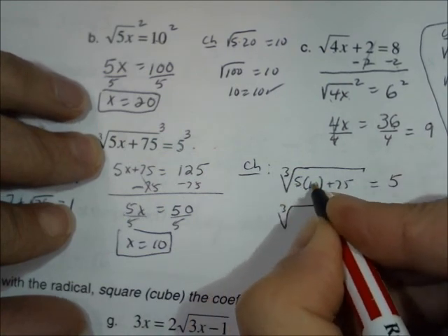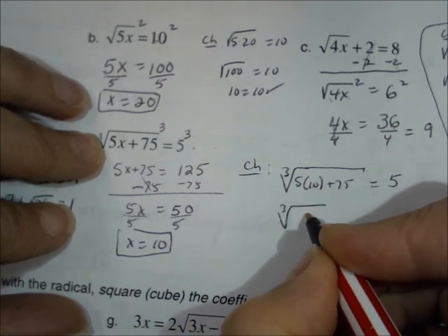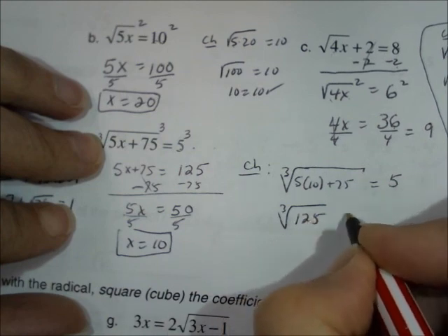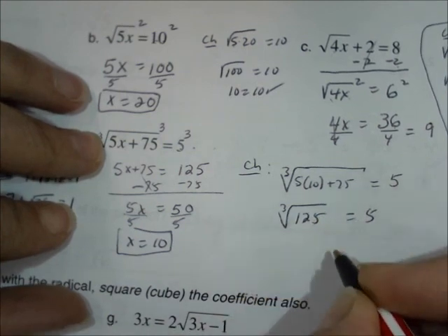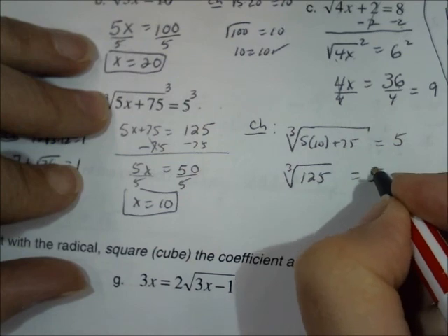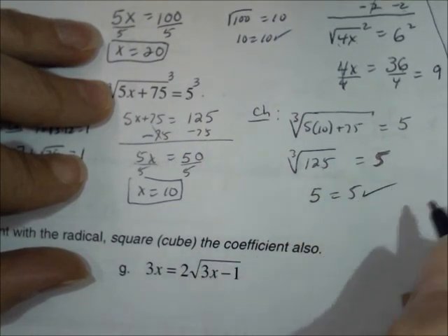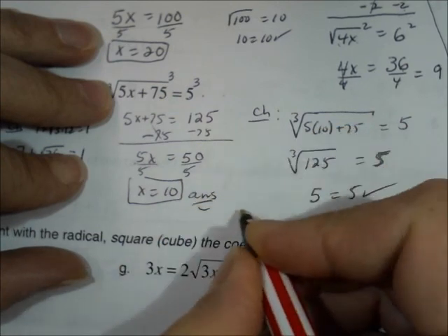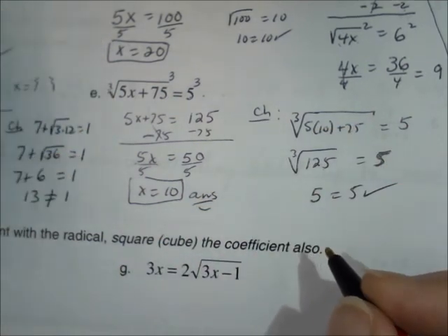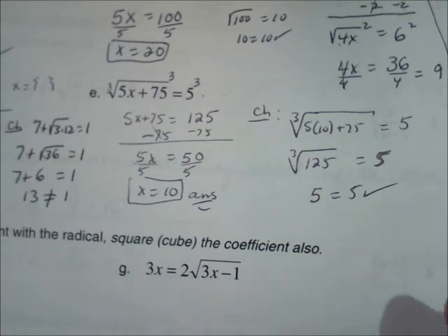5 times 10 is 50. 50 plus 75 is 125. Does the cubed root of 125 equal 5? Well, you can check on your calculator if you want, but it does. 5 equals 5, so that one checks, so that is the answer. It's a good idea to write down the ANS or EXT.